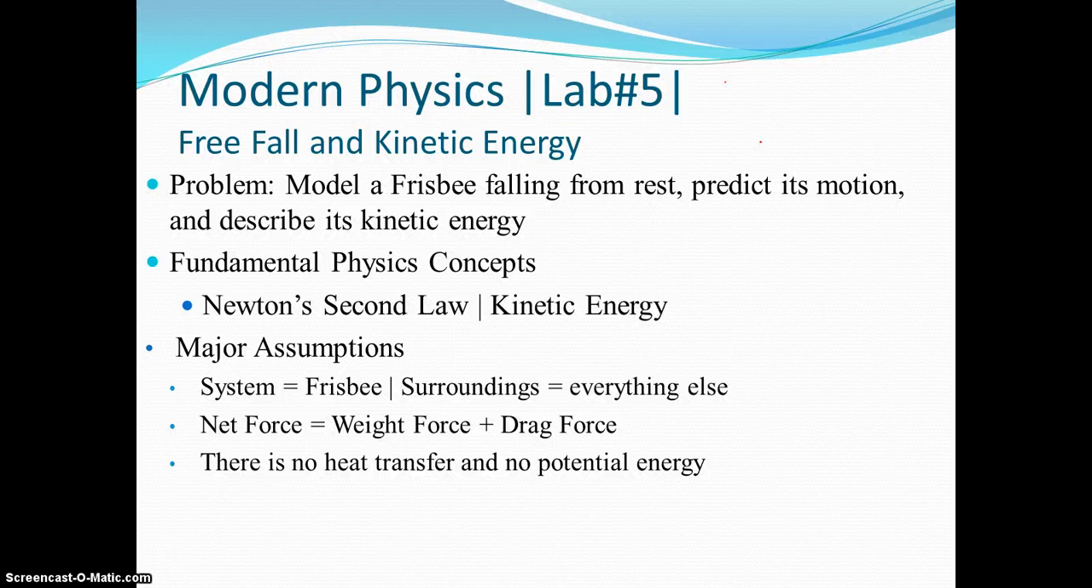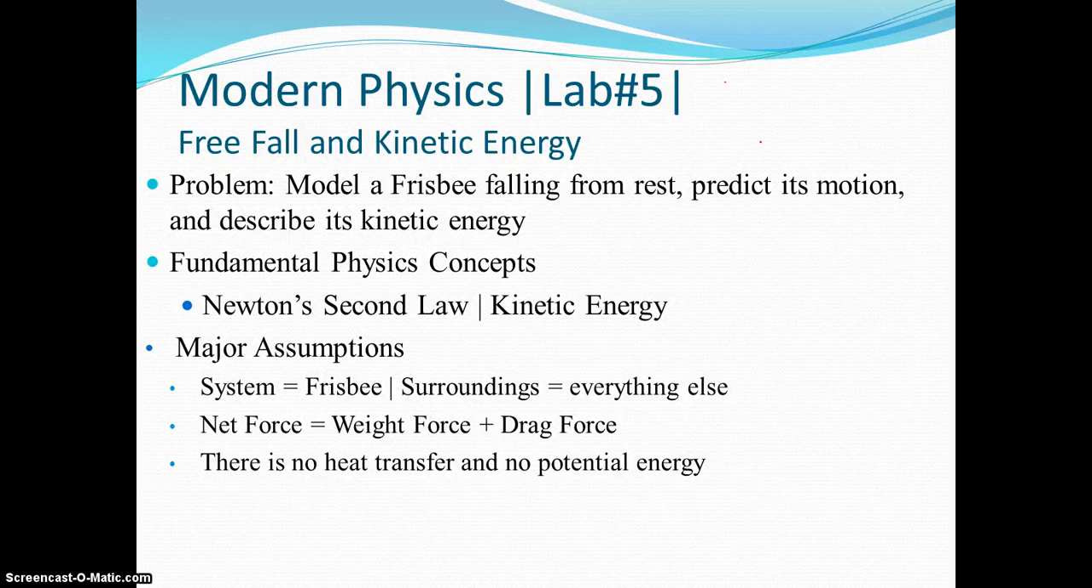Welcome to Modern Physics Lab number 5, where you could make your own physics lab. Here we're going to deal with free fall and kinetic energy. So our problem was that we're going to model a frisbee falling from rest, predict its motion, and then describe some things about its kinetic energy. We're going to be mainly using Newton's second law and our kinetic energy formula.